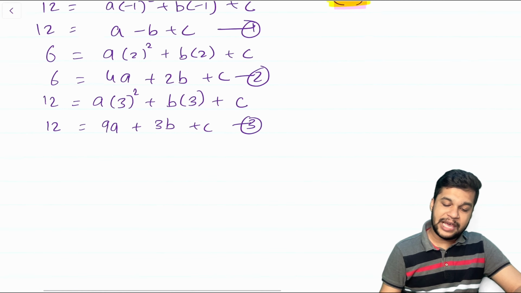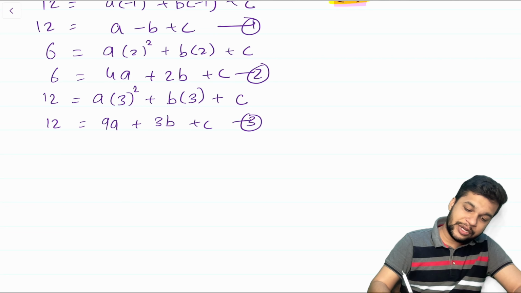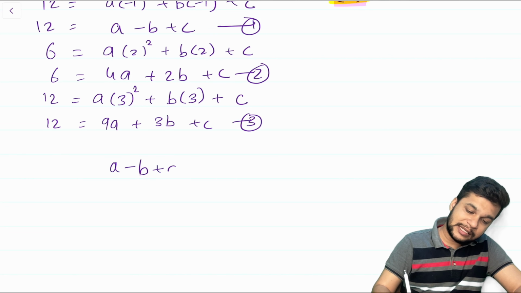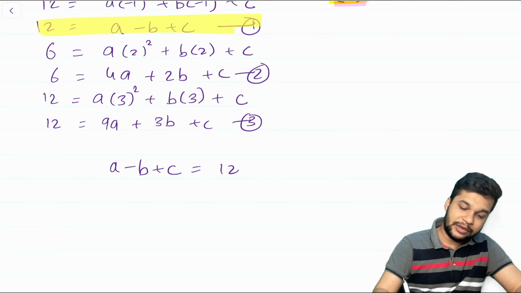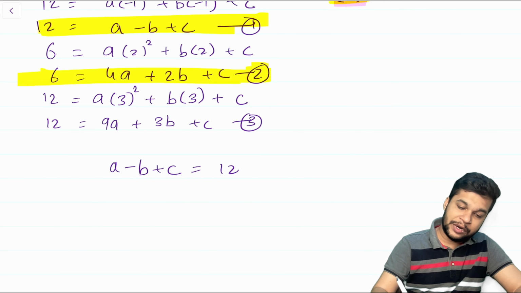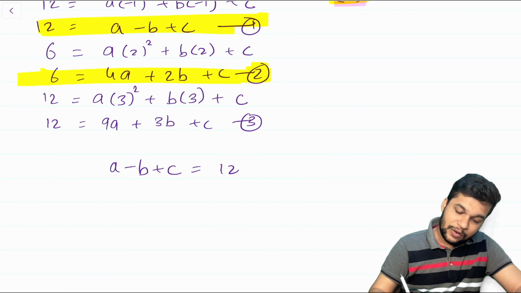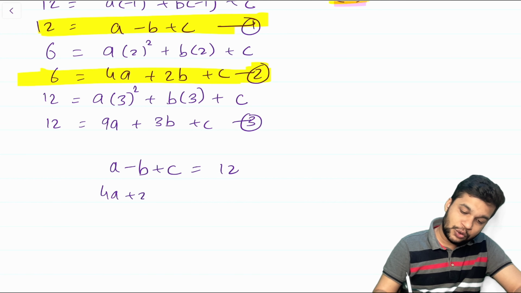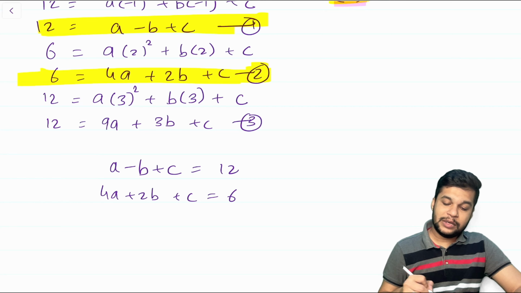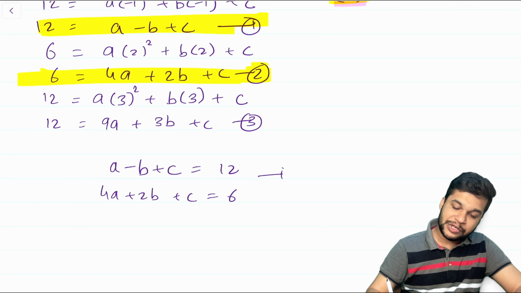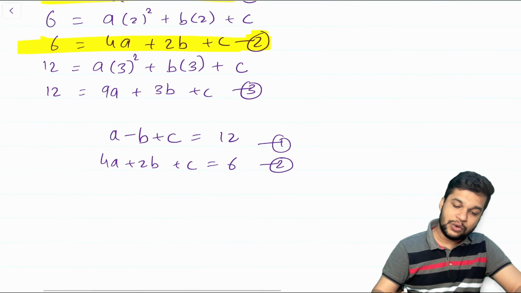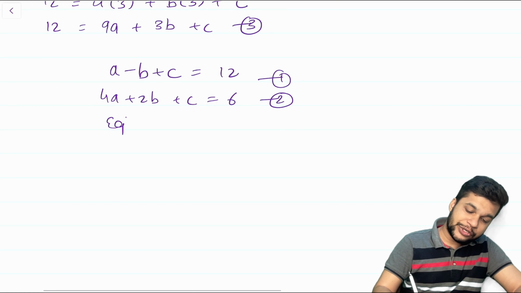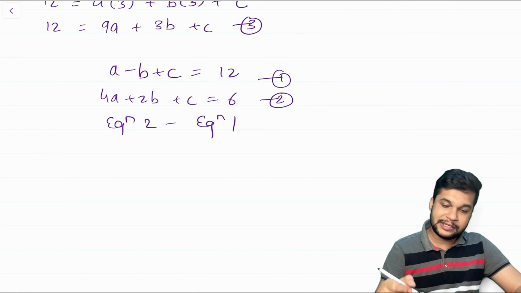So basically we have three equations. The first equation is a minus b plus c equals 12, which I took from here. The second equation is 4a plus 2b plus c equals 6. Let's say this is your equation number 1 and this is your equation number 2. Now let us subtract equation 2 minus equation 1.